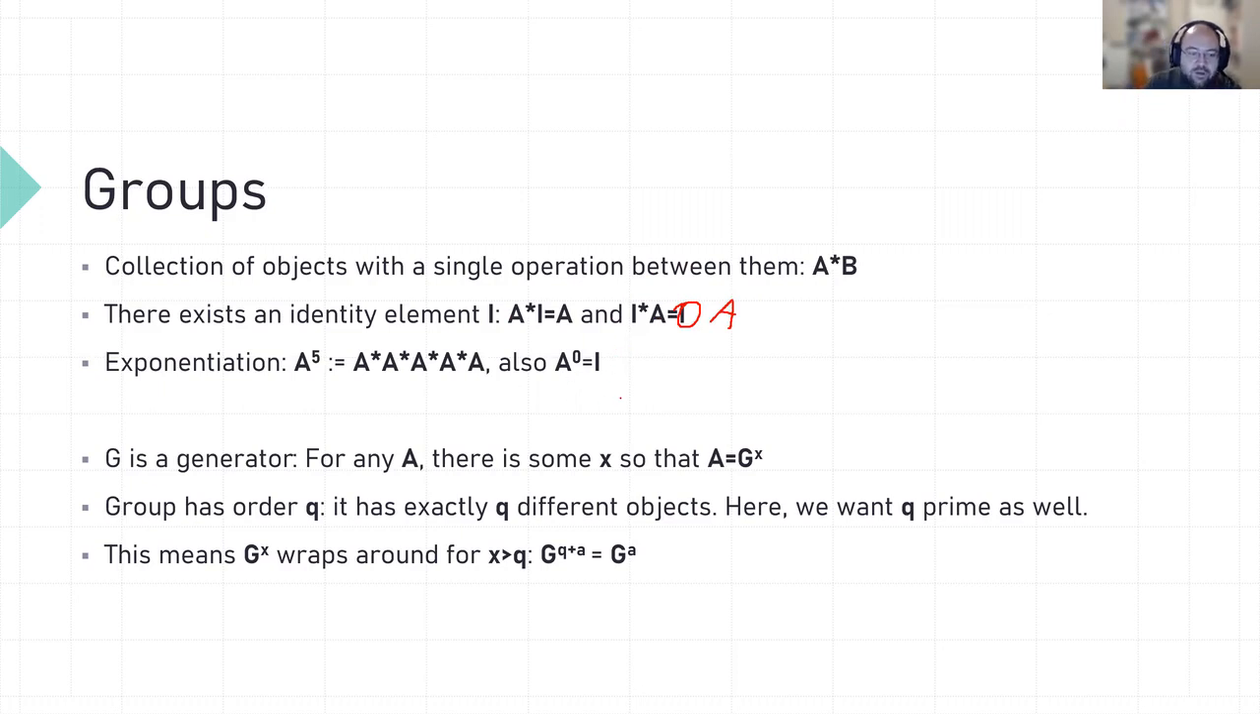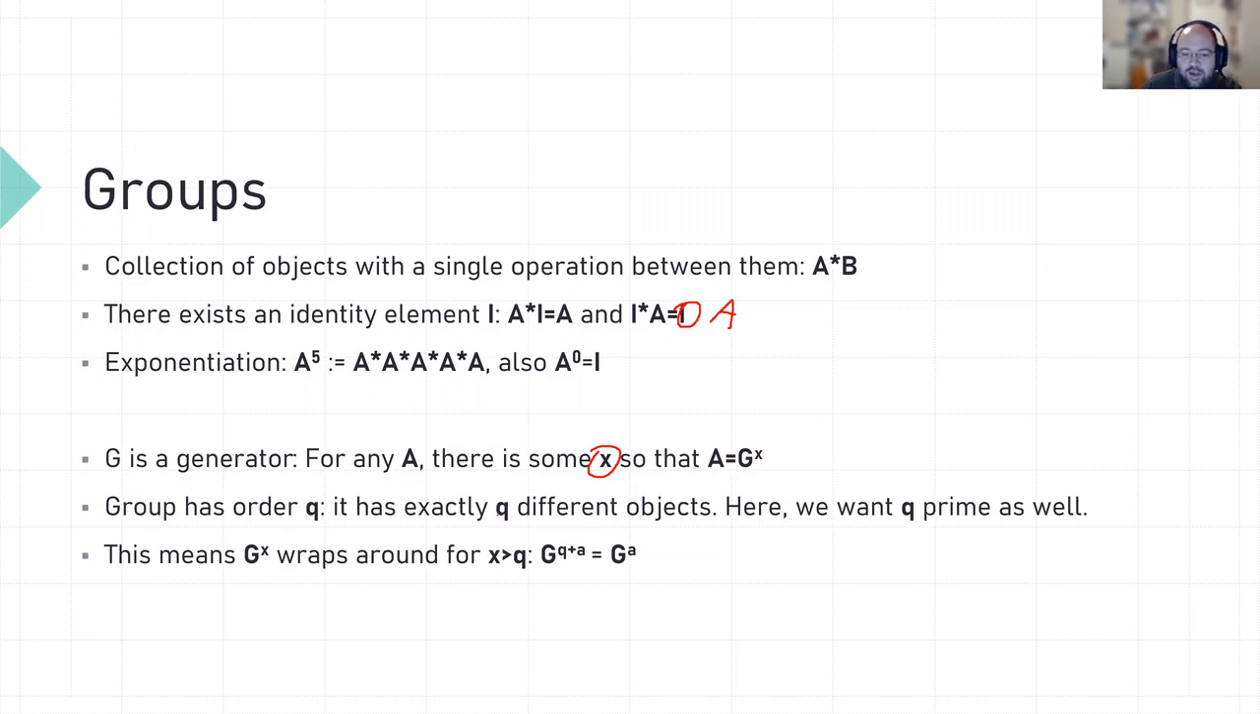So what it means that G is a generator is that for any element, there is such a power to which we can raise G so that we can produce that element. Essentially, this X is what we call the discrete log of A with regards to G.